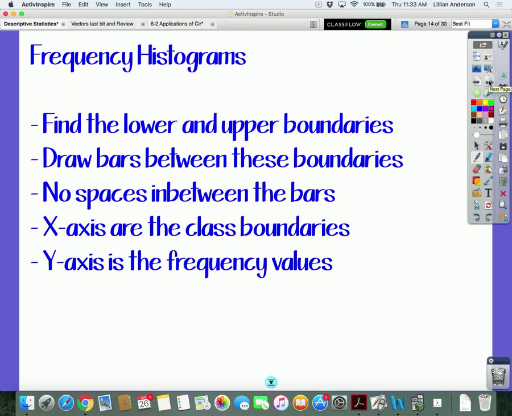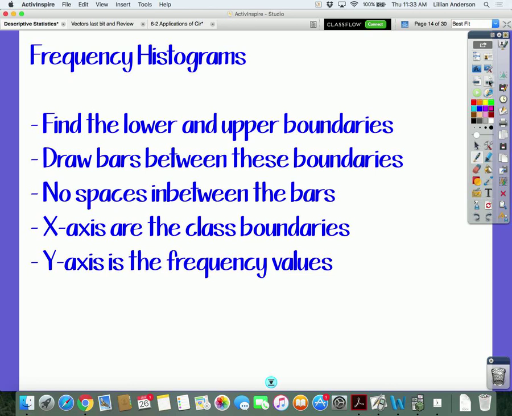Frequency histograms. You all have dealt with histograms before. You probably never knew that they were called histograms, but they are basically a bar graph that have no spaces in between them. Okay? To draw your own frequency histogram, you have to find the lower and upper boundaries of each class. Draw your bars in between these boundaries, of course, no spaces.